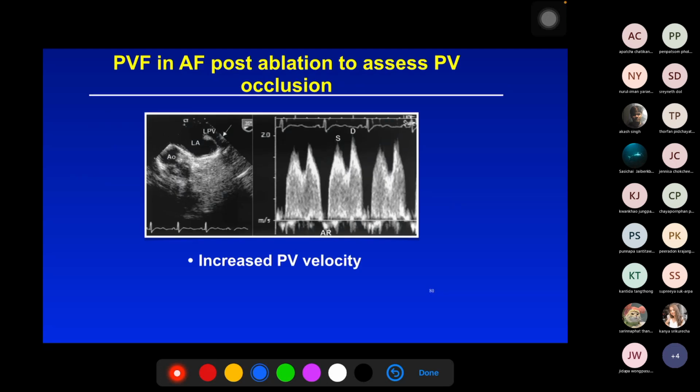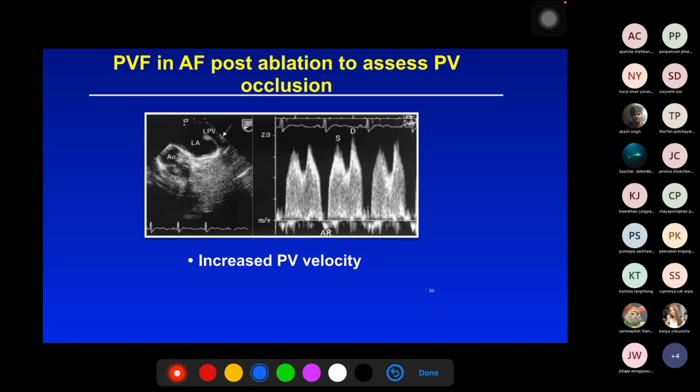Sometimes we use the pulmonic vein Doppler to evaluate pulmonic vein stenosis after the ablation of atrial fibrillation. Normally, the S/D ratio and the velocity is about 40 to 60 milliseconds.